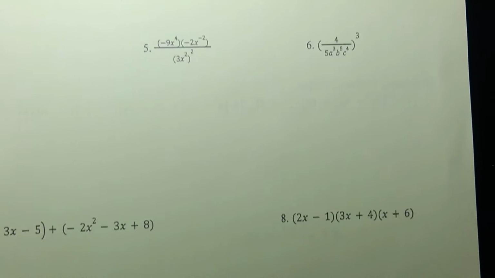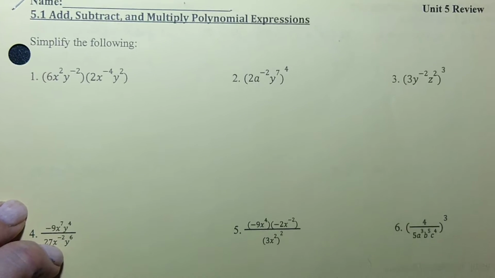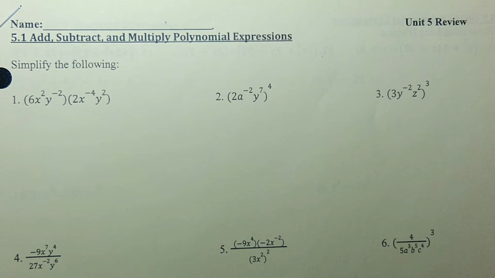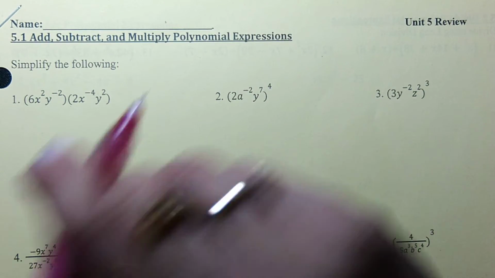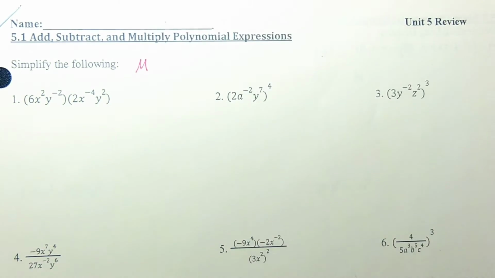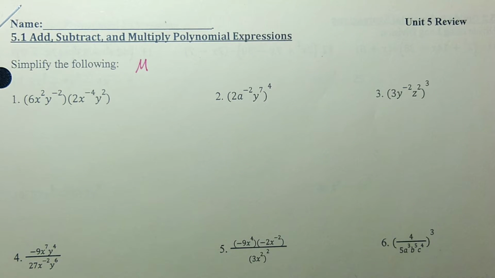Starting in the review packet. This first section is your power rules, and this is where that acronym MAD SPAM comes into play. So this tells us what we do with the bases and what we do with our powers as an operation.